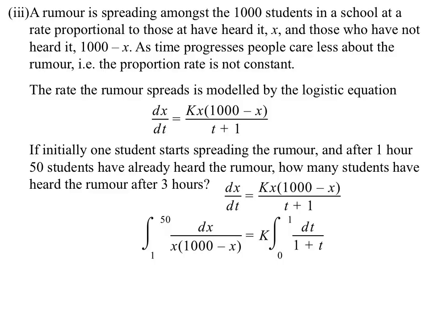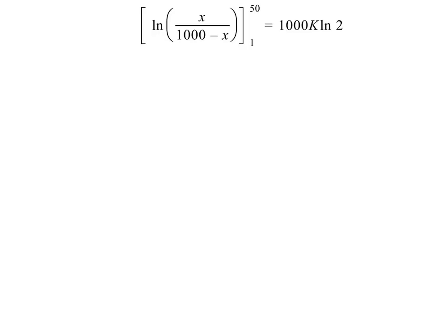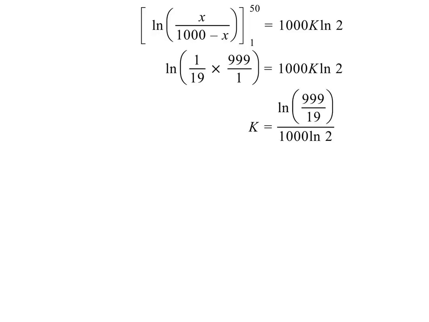Okay, let's play around with it. With the right hand side, that's just a nice log function, so I've done that straight away. Left hand side, I've played around with it with a bit of partial fractions. We can turn that into 1 on x plus 1 on 1,000 minus x, which again becomes a log function. But let's pull that together. There's k. What a beautiful expression. The log of 999 over 19 all over 1,000 log 2.